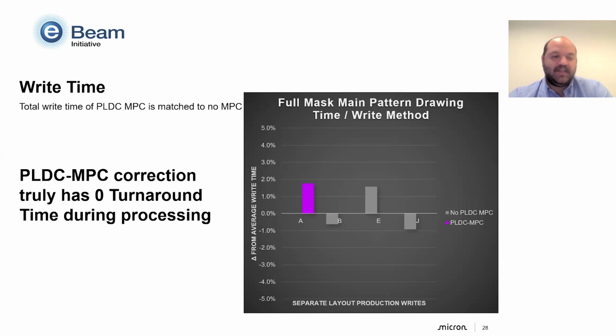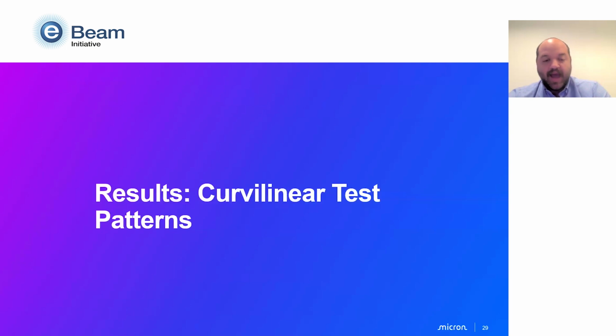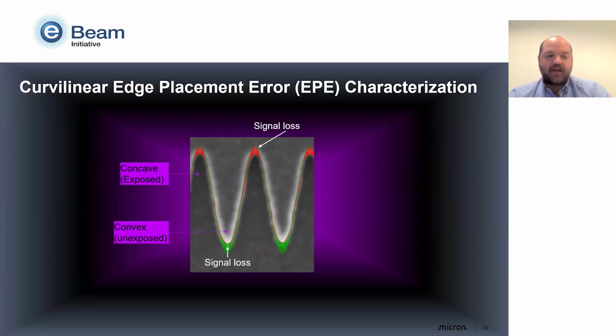So PLDC-MPC truly has 0 turnaround time during processing, thus answering the question previously of can the accuracy of CDs be changed with shorter time? The answer is yes. How does it look on curvilinear test patterns, as well as Manhattan structures? So to characterize curvilinear patterns, we used a sine wave structure.